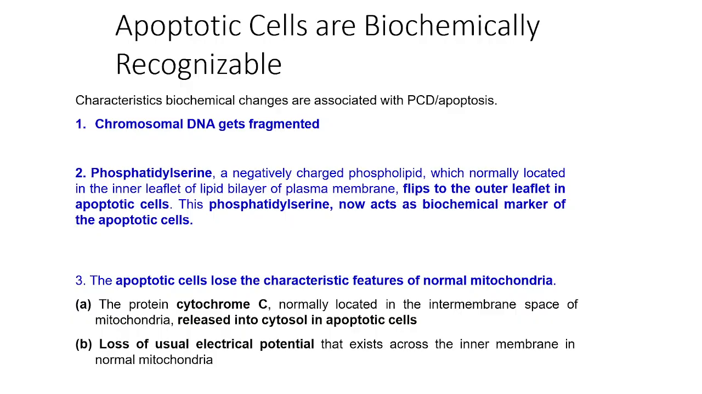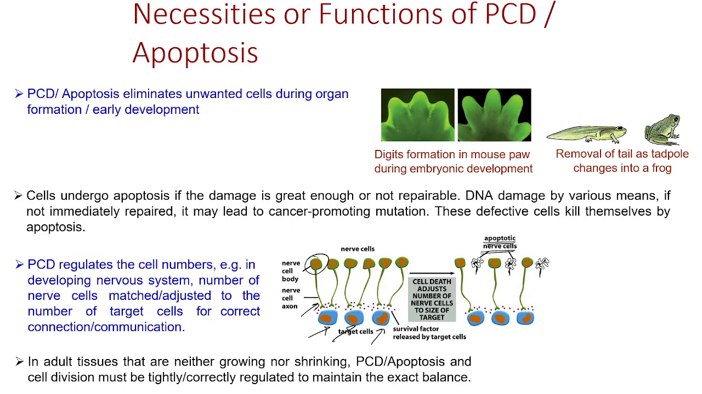The apoptotic cells also lose the characteristic features of normal mitochondria. Mitochondria lose their normal membrane potential, and proteins like cytochrome C, normally in the intermembrane space, are released into the cytosol where they activate downstream cascades.